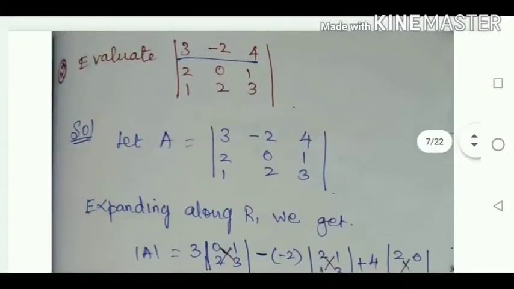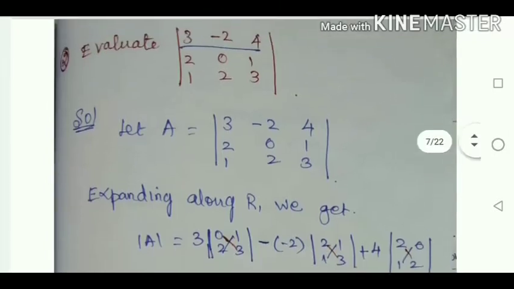We are going to the next sum, second sum: evaluate. Evaluate means you have to expand the first row, that is, take only the first row, in order to find the value of the determinant, that is, determinant of A. For example, let A equal to 3 -2 4; 2 0 1; 1 2 3. Expanding along R1, that is R1 only, in this case you find the minor for R1 only.